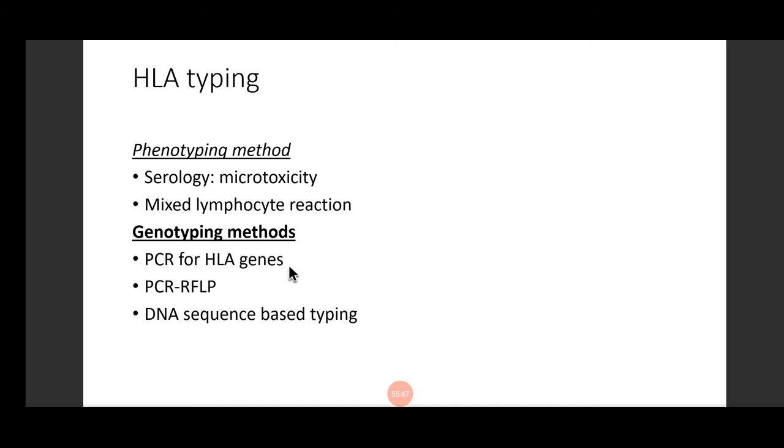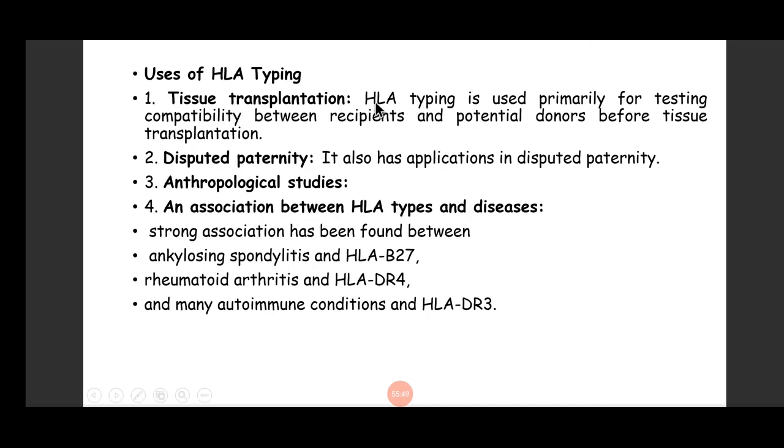Apart from tissue transplantation, this can also be used for disputed paternity and anthropological studies. Some diseases are also associated with different variants, like ankylosing spondylitis is associated with HLA-B27, and rheumatoid arthritis is associated with HLA-DR4. So knowing about HLA is important not only for transplantation, but for other things also.